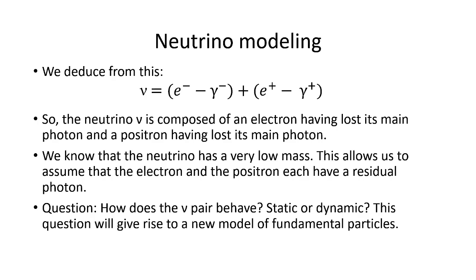We know that the neutrino has a very low mass. This allows us to assume that the electron and the positron each have a residual photon. Question: how does the new pair behave? Static or dynamic? This question will give rise to a new model of fundamental particles.